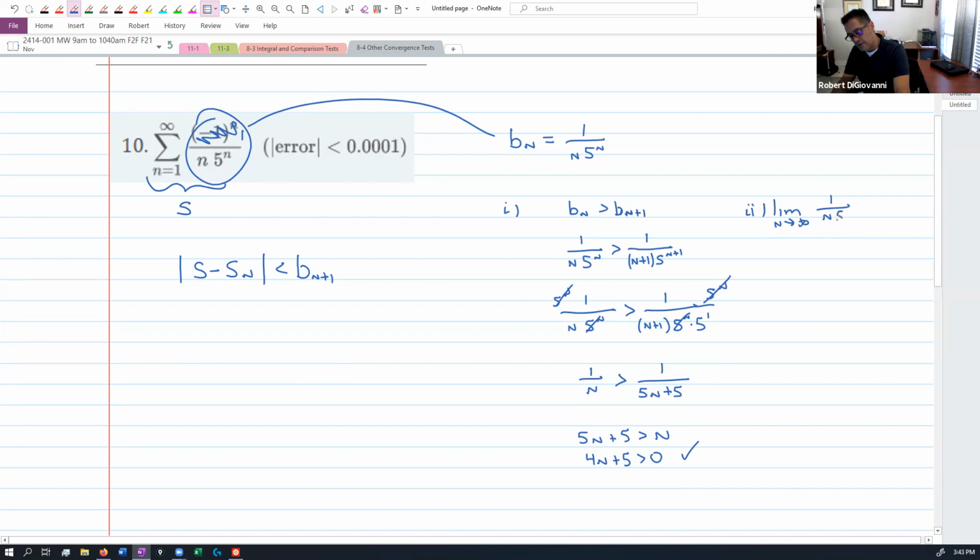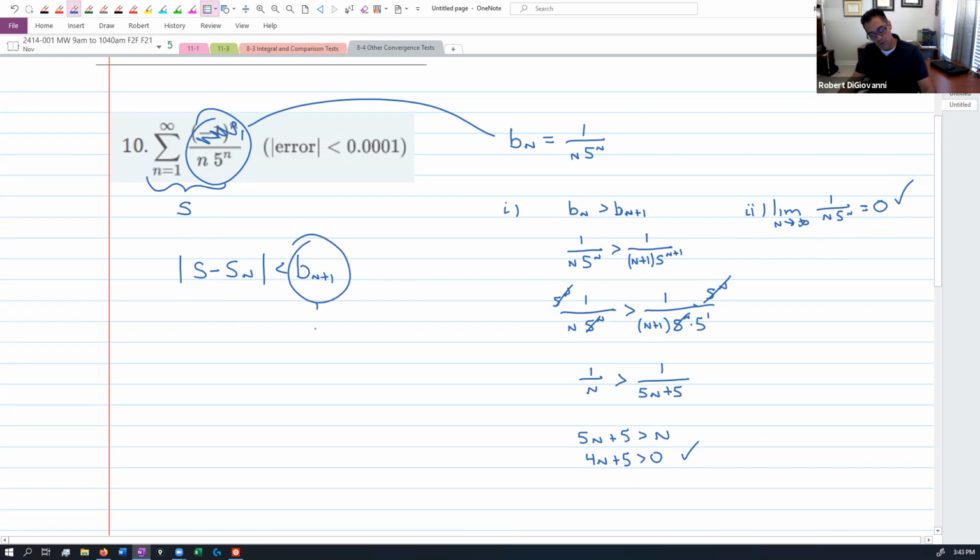Second thing, take the limit as n goes to infinity of the sequence b sub n. And that is obviously going to a fixed number over infinity, so that goes to 0, so that checks. So it satisfies the criteria of the alternating series test. So the difference between the true sum and any nth partial sum we take will always be less than b sub n plus 1.